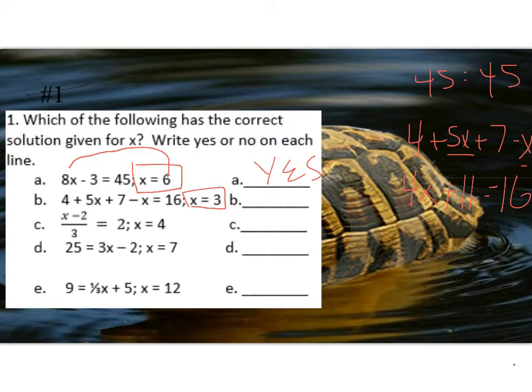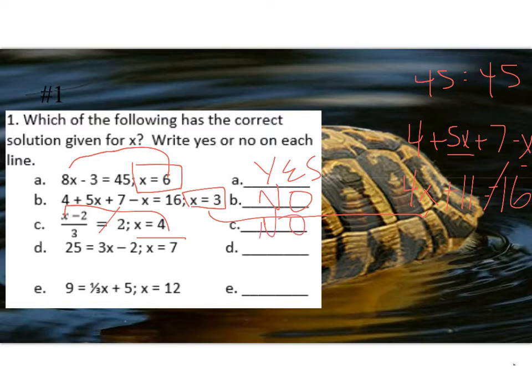Okay, this is much easier to plug in. We'll plug in 3 here. So 4 times 3 is 12 plus 11 is not 16. That is not a solution. This one looks a little bit easier because all I'm doing is plugging in. Plug in 4 for x right here. 4 minus 2 is 2 over 3 is not equal to 2. 2/3 does not equal 2, so that's another no.